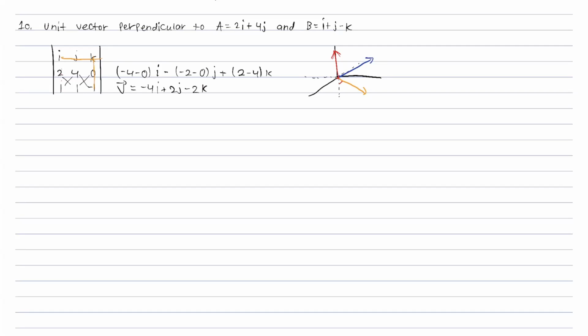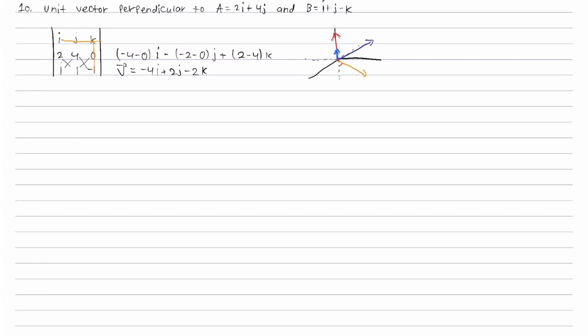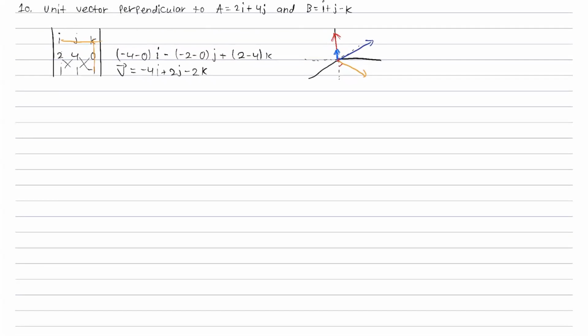Now, the question is asking us to find the unit vector. So this is the cross product, that's correct. But we need a vector with a length of 1, the unit vector that's perpendicular to those two. I'm sure you guys remember how to find that. We have to divide this vector by its magnitude to get a unit vector with a magnitude of 1, correct?